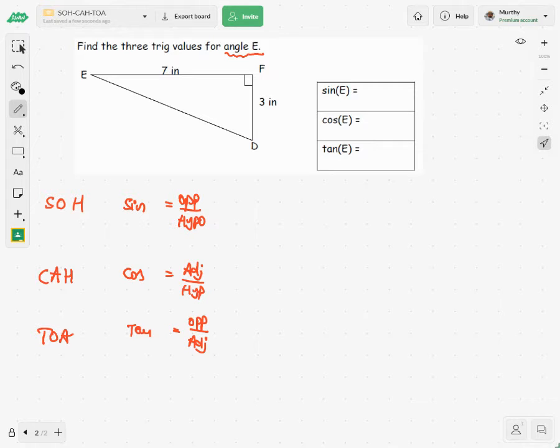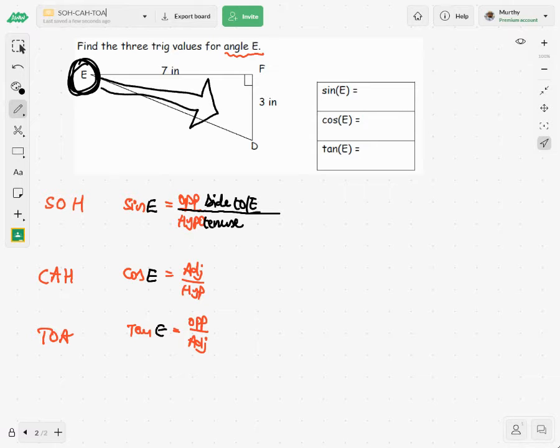So here we are focusing completely on angle E. You see that in the question, find the three trig values for angle E. Therefore, I have to find sine E. Therefore, I have to elaborate this: opposite side to angle E over the hypotenuse. Next, cos E, tan E. Anyhow, I'll write that after a while. So what is the opposite side to angle E? You can see that it is DF or 3 inches.